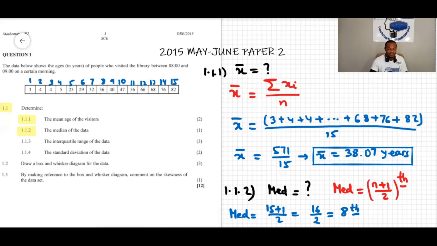I go to my data set here, my whole data, and I want to find position number 8. What is it? I numbered them here, 1, 2, 3, 4, 5, 7, 8. So it tells us that the median is the number at position 8. So the median is equal to 36. Therefore, the median is 36 years.